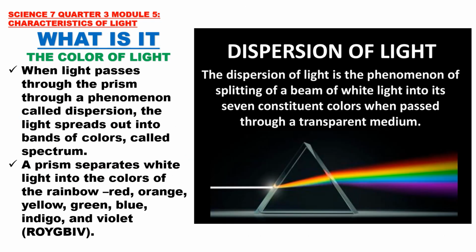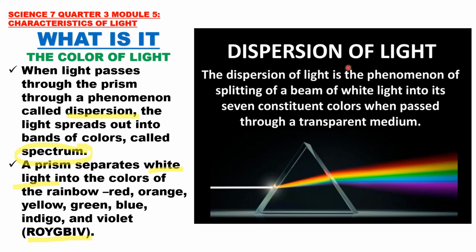When light passes through the prism through a phenomenon called dispersion, the light spreads out into bands of colors called spectrum. A prism separates white light into the colors of the rainbow: red, orange, yellow, green, blue, indigo, and violet, or Roy G. Biv. So let's take a look at this picture.